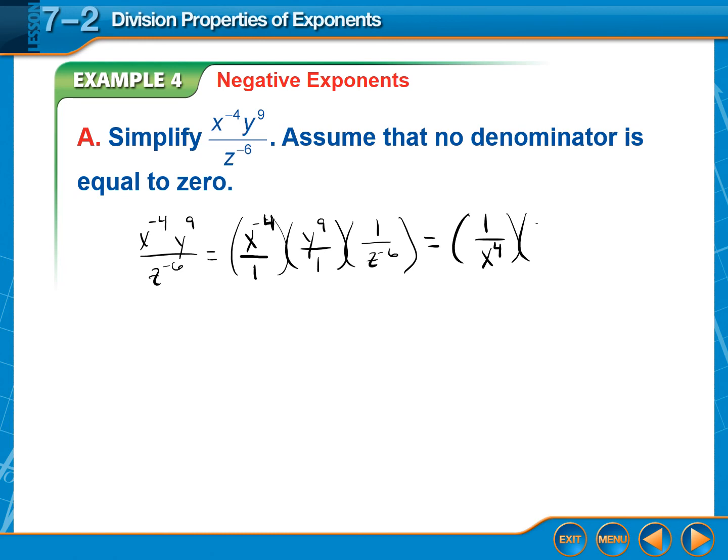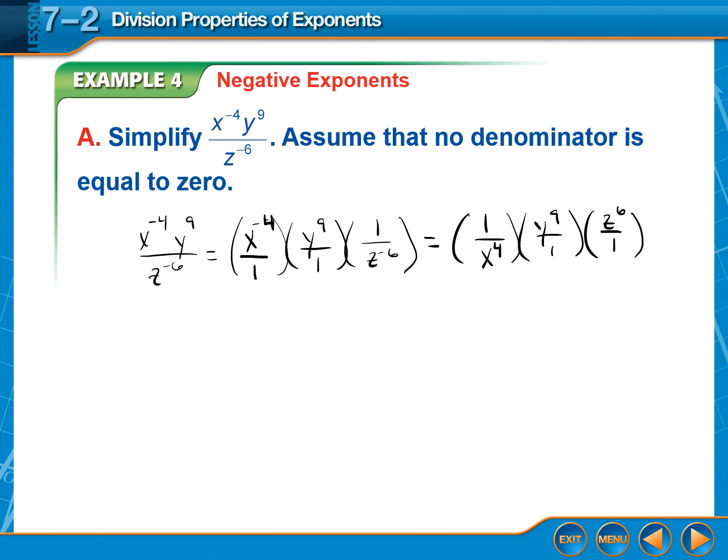Okay. Y to the ninth over 1 is already positive, so I'm not going to mess with that. And z is to the negative 6. So I want to make it positive. I need to flip it up. So z is going to go to the numerator. Again, z doesn't change. My base doesn't change. But the negative 6 is going to become positive 6. And the 1 goes to the denominator.